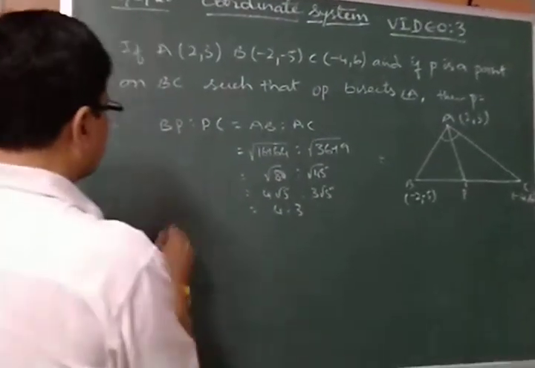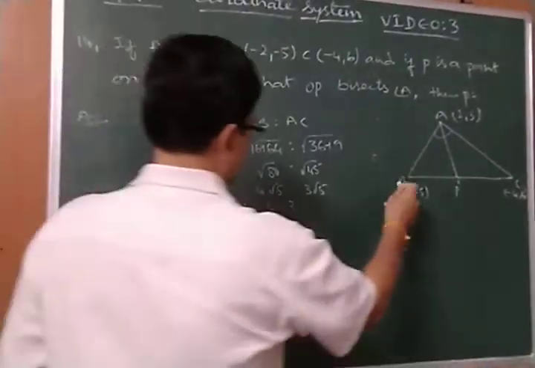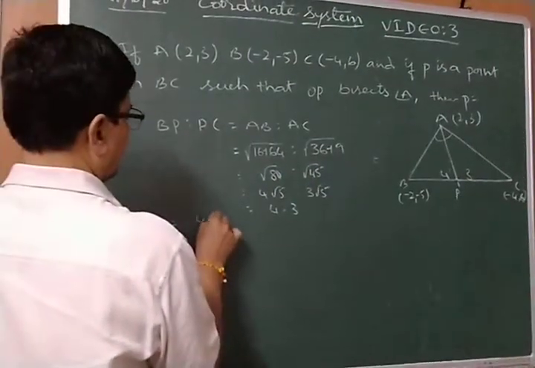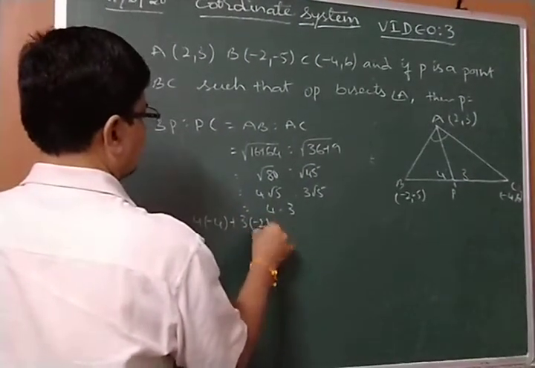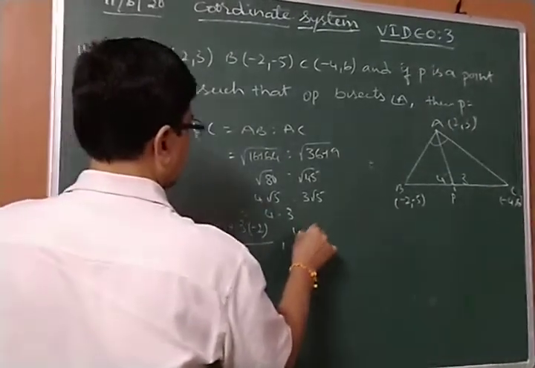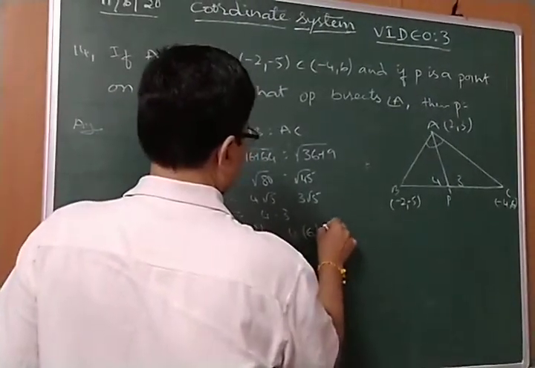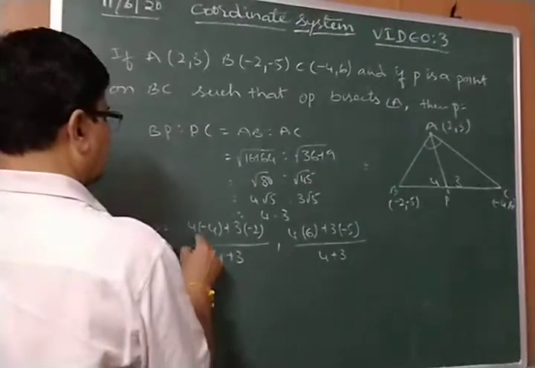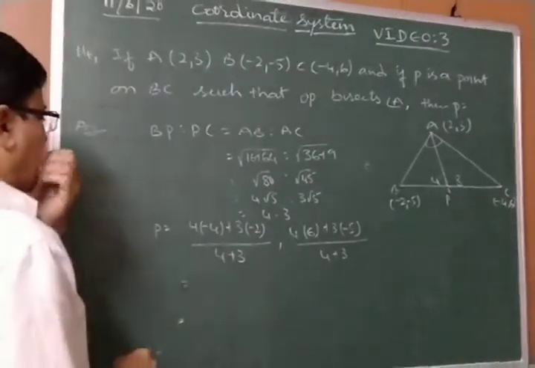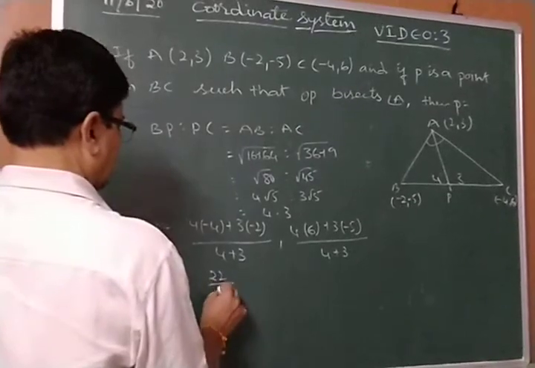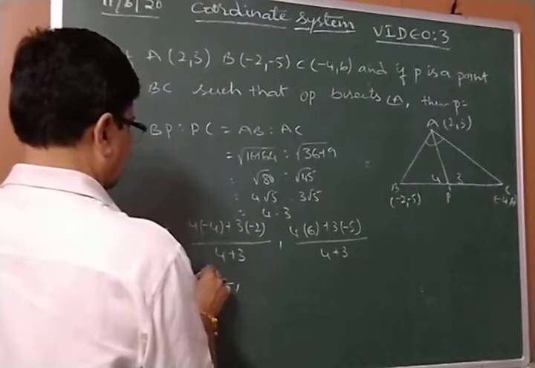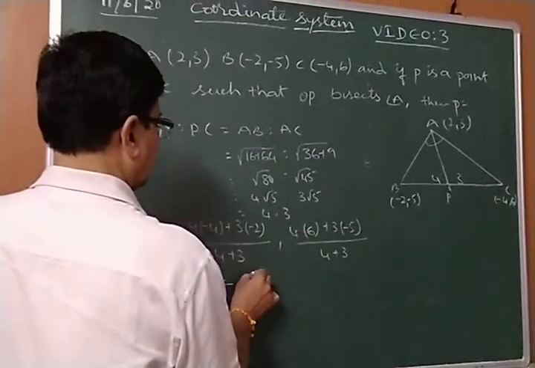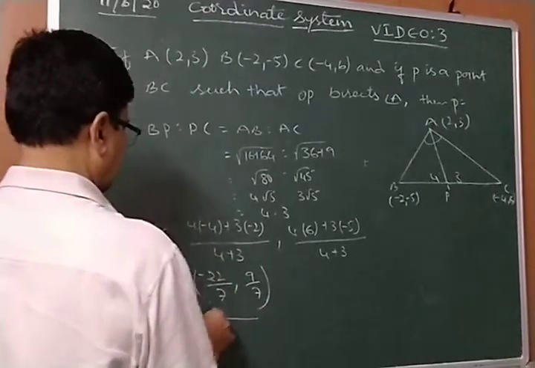Now P divides BC in the ratio 4 to 3. So P is ((4 into minus 4 plus 3 into minus 2) by (4 plus 3), (4 into 6 plus 3 into minus 5) by (4 plus 3)). This is minus 16 minus 6, that is minus 22 by 7, and 24 minus 15, that is 9 by 7. This is the point P.